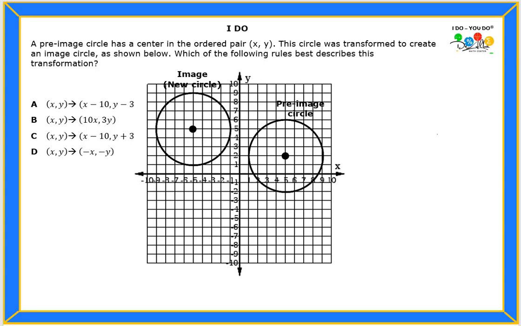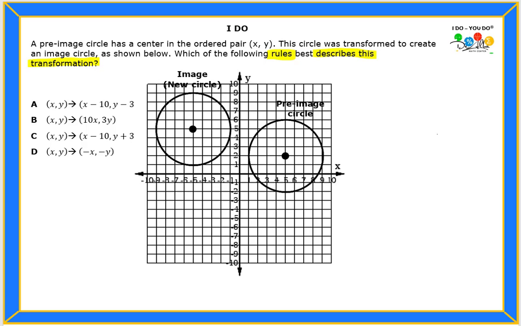It says, a pre-image circle has a center in the ordered pair x, y. The circle was transformed to create an image circle as shown below. Which of the following rules best describes this transformation? Okay, so I'm looking for the rule that best describes the transformation that happened, right?